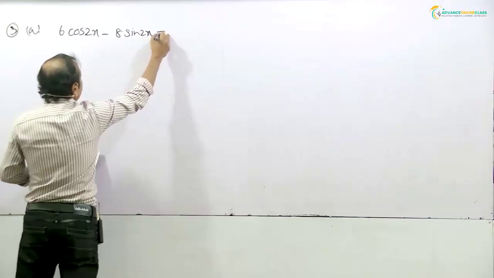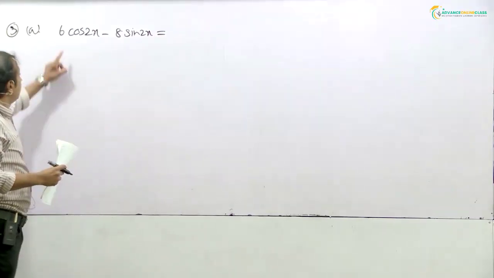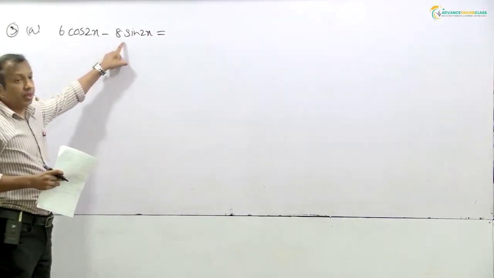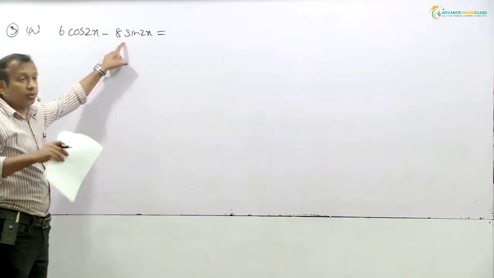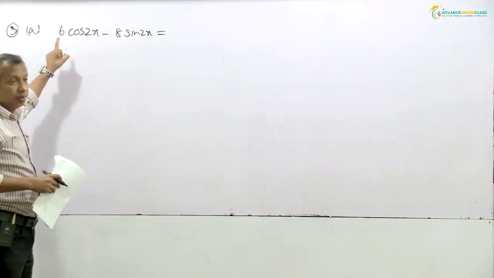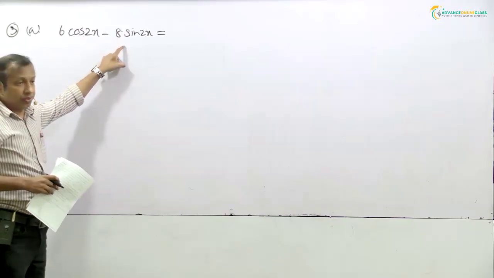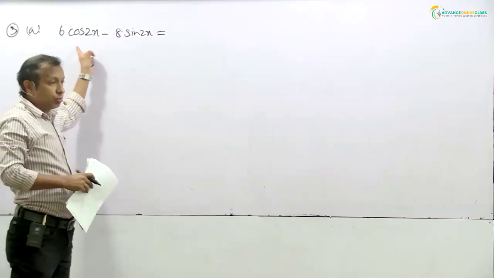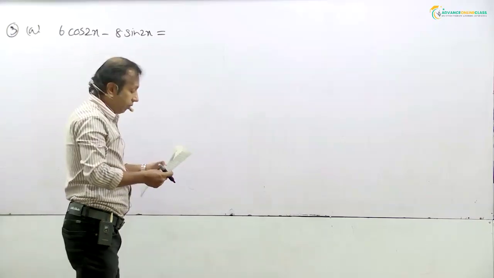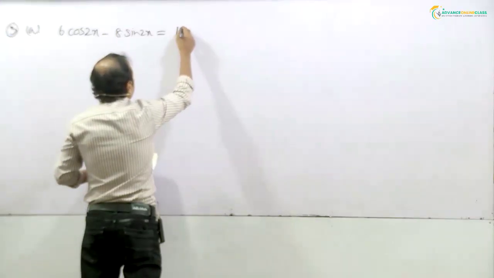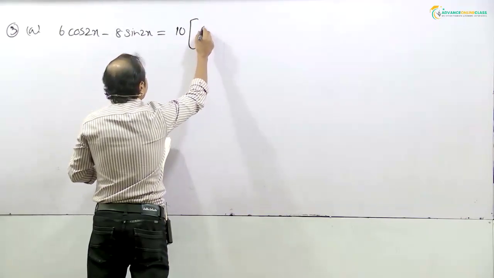All right. So here, what is the method? Square 6, square 8, add and take the root. What is that? 36 plus 64 is 100. Root is 10. What do we do? This expression we multiply by 10 and divide by 10.